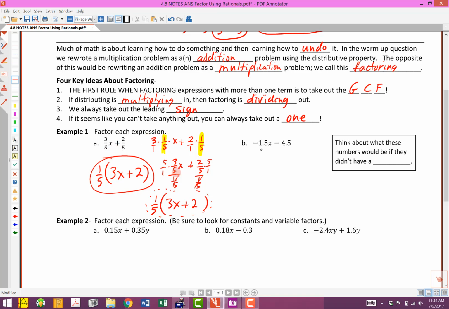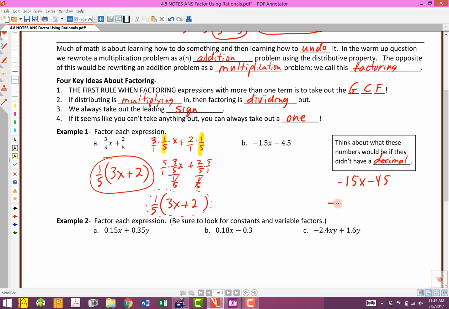Now in this next problem, we've got negative 1.5x minus 4.5. So we've got a decimal. For some reason these can be a little bit more difficult, but there's a little hint here. If you think about what these numbers would be if they didn't have a decimal, it might be a little bit easier. So I'm going to think of these as negative 15x minus 45. So you'll notice that there was one decimal place on each one of those. So I basically just took the decimal off there, or if you wanted to think about it this way, I moved it over one place to the right. And so I'm thinking of it this way. I'm thinking of negative 15x minus 45.